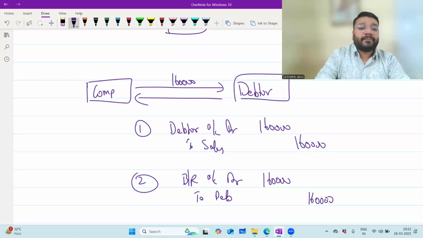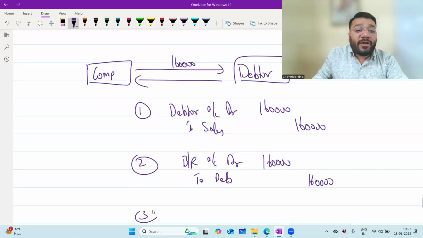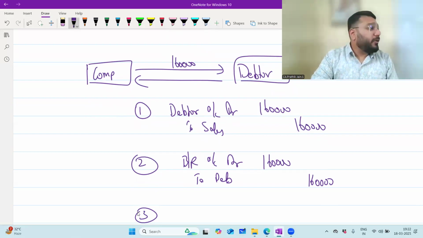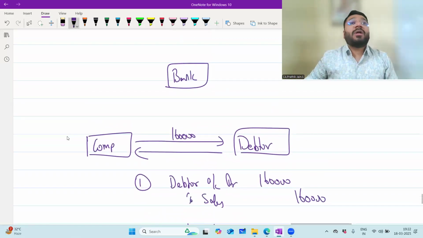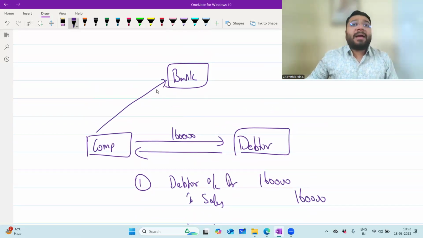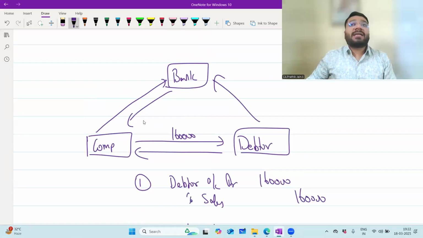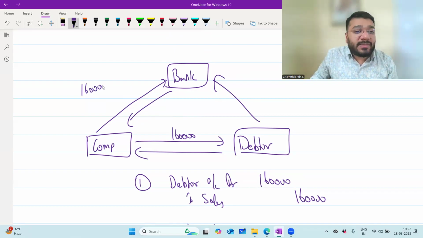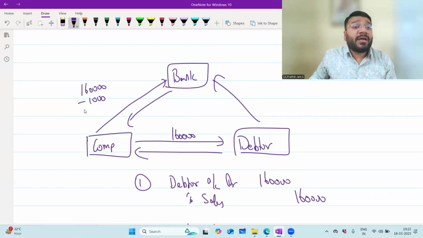Then what happened? The company was in urgent need of money, so they took advantage of the concept of discounting of bill. This bills receivable they gave to the bank, telling the bank to take this 1,60,000 worth of bill; on a future date this debtor will pay you, as of now you pay me the money. The bank asks what you will give in return, so you discount the interest and give me the balance. Suppose 1,60,000 rupees is the bill receivable and 1,000 rupees is discounting charges, so we received 1,59,000 from the bank.